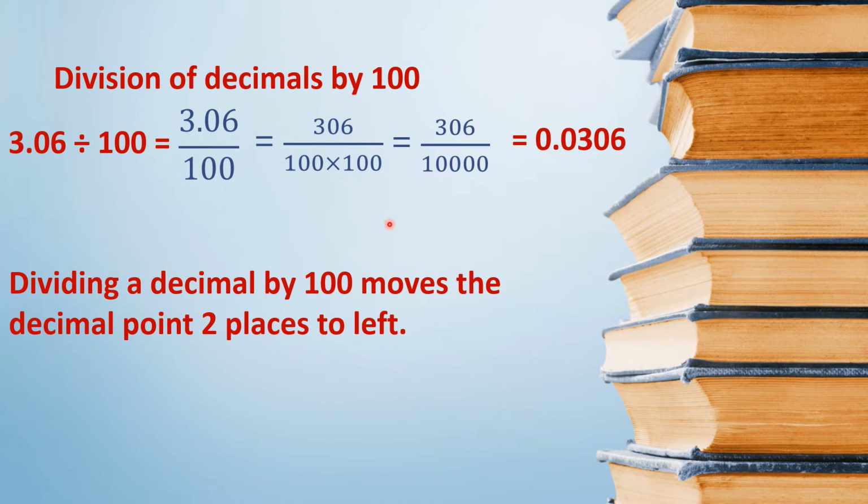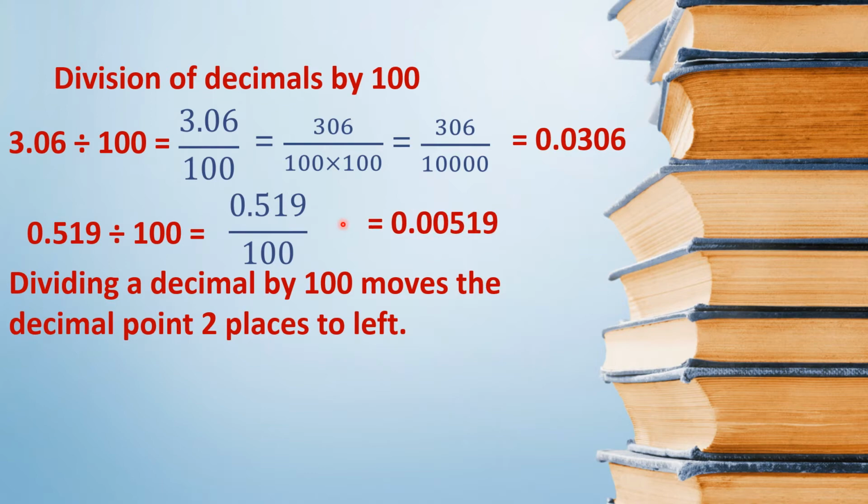So let us do one question directly. 0.519 divided by 100. We can do it directly also because we are dividing by 100. It means this decimal will move two places toward the left. It means there will be two zeros and it will be like this, 0.00519.